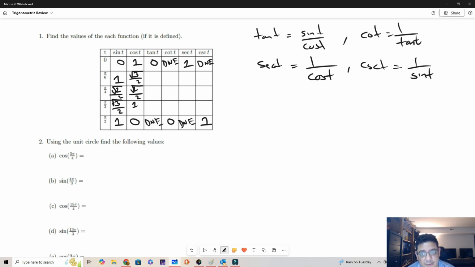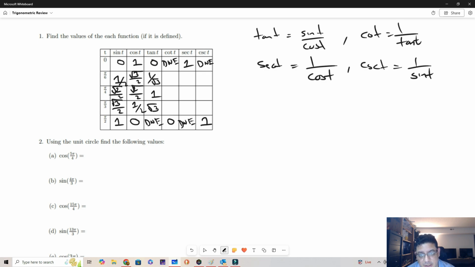So for example, over pi over 6 this is sine over cosine. Sorry, we left this one. This is 1/2 here. And so sine over cosine is 1/2 over square root of 3 over 2. So this is going to be 1 over square root of 3. Tangent is going to be 1, since these two things are the same. And with pi over 3, we have square root of 3 over 2 divided by 1/2, which is going to be square root of 3.